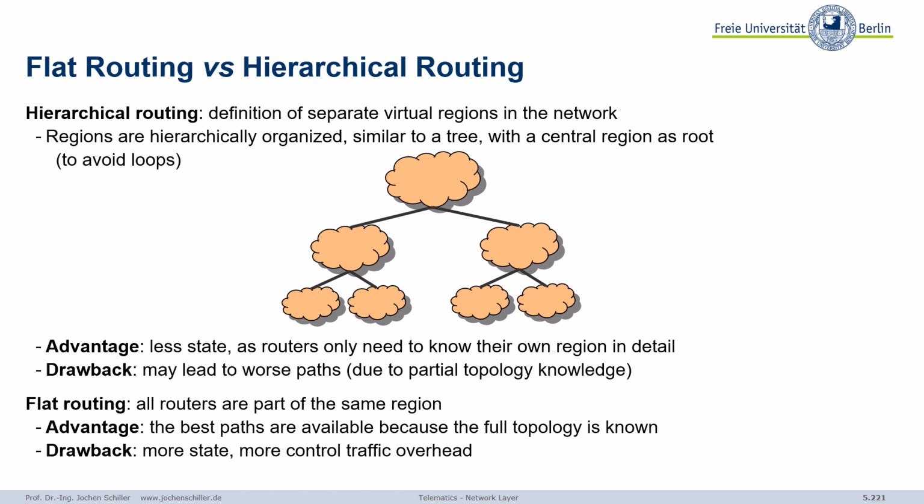The routers only have to know their own region in detail, but maybe overall we don't get as optimized paths compared to the flat routing because we don't know the whole network. So maybe you have someone that overlooks all these domains, these cloudy things, but whatever's inside, you don't care. But if you're inside, you know everything, all the details inside, but you don't have to know all the details of all the other networks.